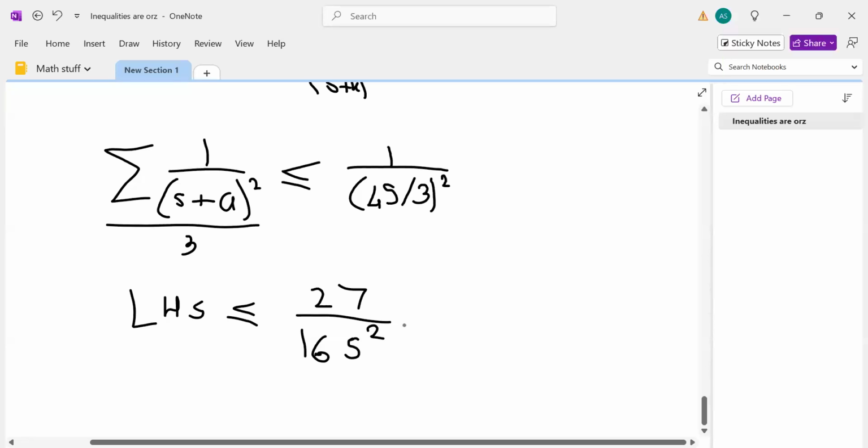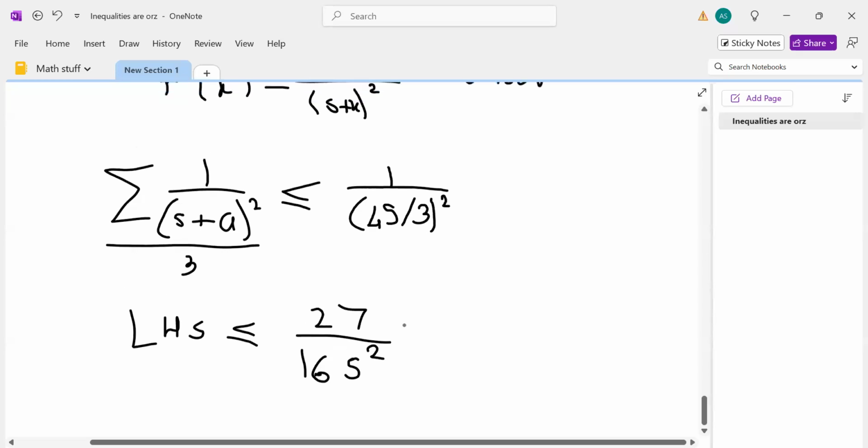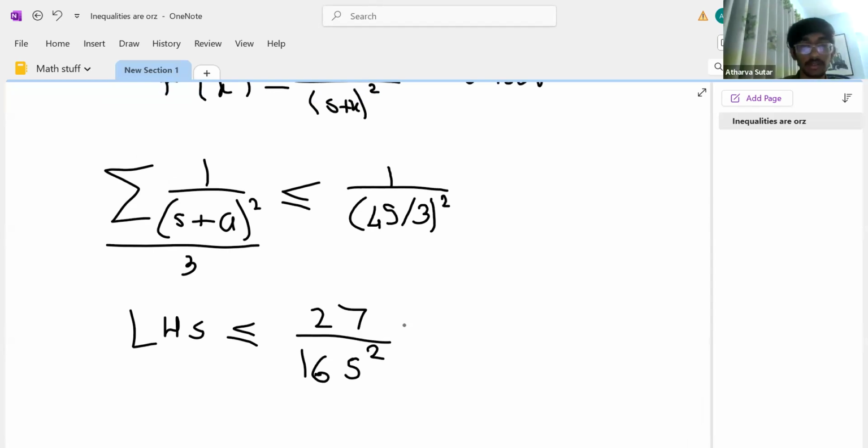Right. Now we can break S squared to be (A plus B plus C) into (1 by A plus 1 by B plus 1 by C) and show that it is greater than or equal to 9, and so the expression would be less than or equal to 3 by 16. Yes, that's the correct idea.